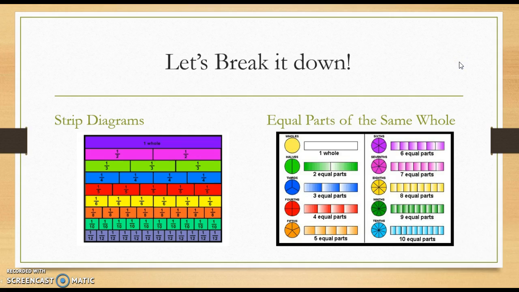So these are examples of a strip diagram, and this is an example of equal parts of the same whole. As you see, the strip diagram is in a deep violet color. That is a whole. You see it at the top, and you also have it on your table, remember, if you need to look at that. And then as you go down, you'll see that the denominator increases, but the numerator stays the same. So I'm going to give you a second to look at that.